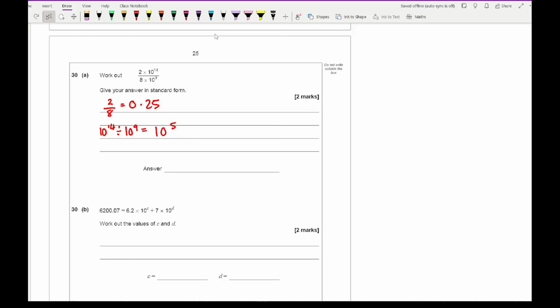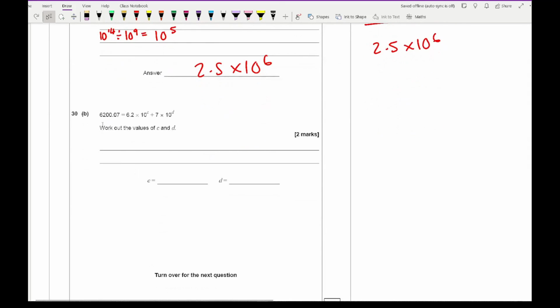which gives me 10 to the power 5. Now looking at this, I've got 0.25 times 10 to the power 5, but that's not in standard form. If I need to make this number bigger, then I need to make the power smaller. So it's going to be 2.5 times 10 to the power of 6. That's the final answer.